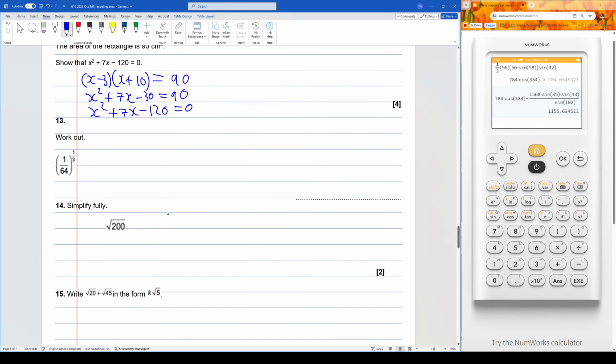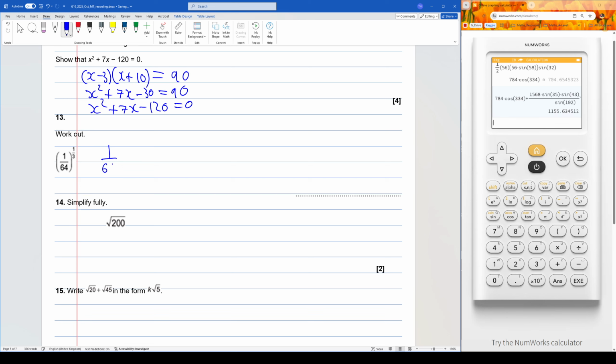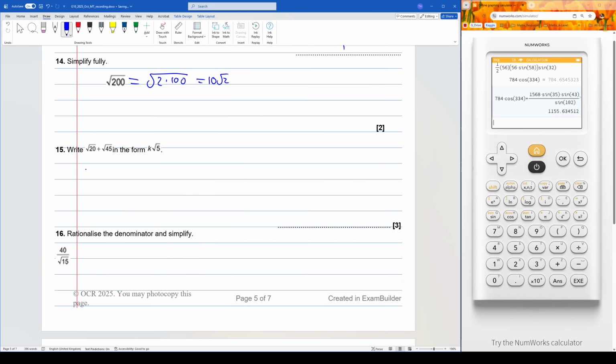Okay. This one. 1 over 64 to the power of a third is therefore the cube root of 1 over 64, which will be the cube root of 1 over the cube root of 64, so 1 out of 4. That would be the root of 2 times 100, which will be 10 root 2. This one, so I'm going to get 2 root 5, add 3 root 5, sorry, totally skipping steps there, wow.